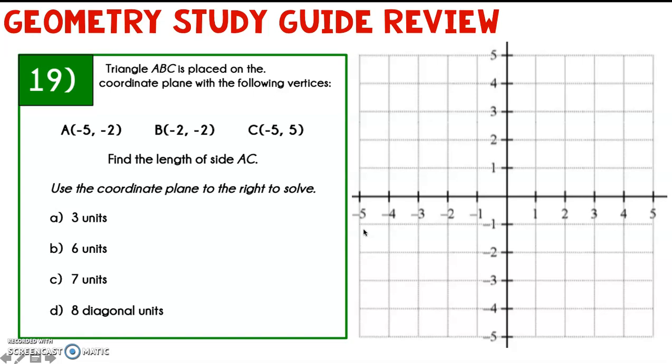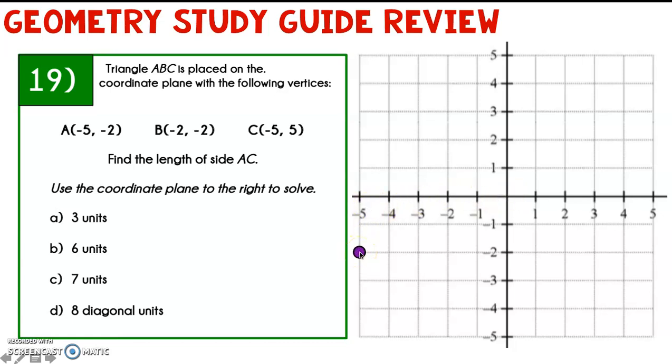Okay, let's take a look at question 19. Question 19 says triangle ABC is plotted in the coordinate plane with the following vertices. Find the length of AC. So we're going to plot our coordinates. We're going to start with A, which is (-5, -2). So we're going to start at the origin. We're going to go left 5 and down 2.